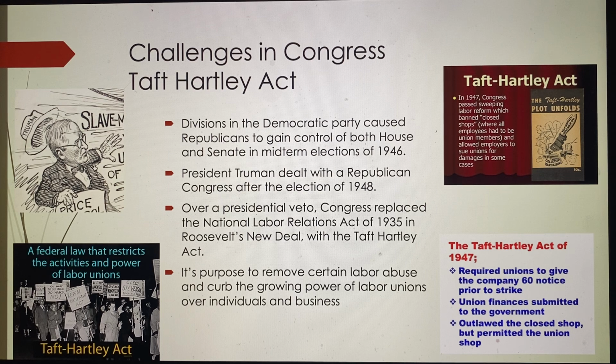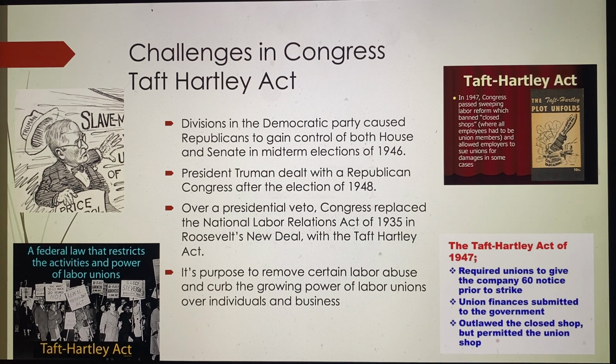Challenges in Congress. We're going to talk about the Taft-Hartley Act. So there were divisions in the Democratic Party and this caused the Republicans to gain control of both the House and the Senate in the midterm election. So these are the midterm elections. The election in 1948 would be for the president, but right now they're in 1946. And so at this time, because there were divisions in the Democratic Party, we have Republicans gaining control of the House and the Senate. President Truman dealt with a Republican Congress now. After the election of 1948, he had a Republican Congress.